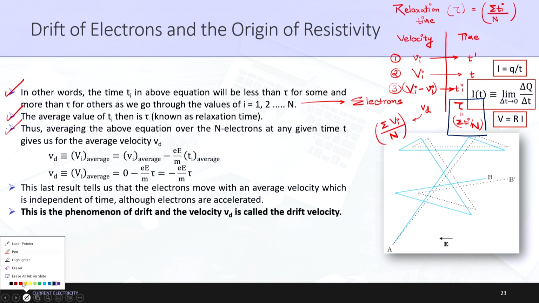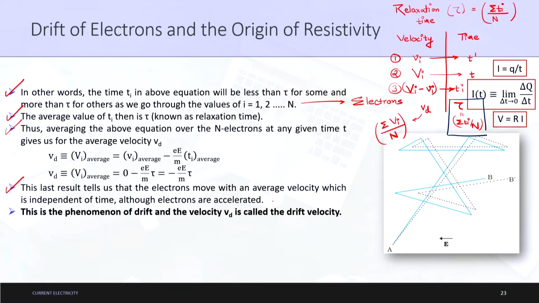Next, this last result tells us that the electrons move with an average velocity which is independent of time; it does not depend on time. The value of small tau has been calculated as the average over everything. It is not a function of the velocities at collision, before or after, or at some time t plus delta t. It only depends on the relaxation time, which is also a constant here and can be calculated directly.